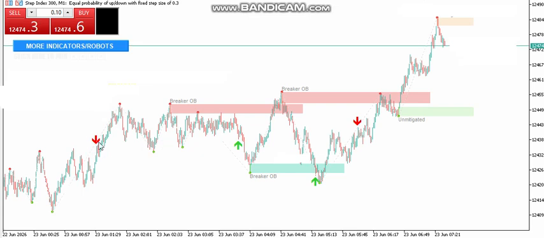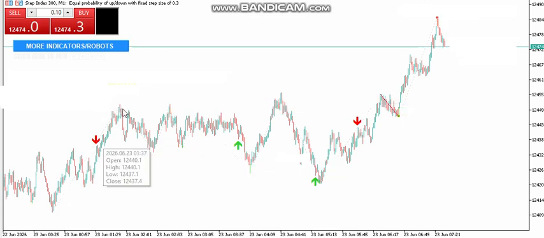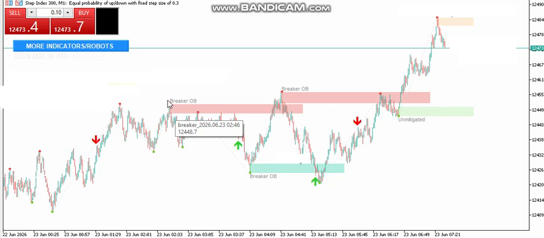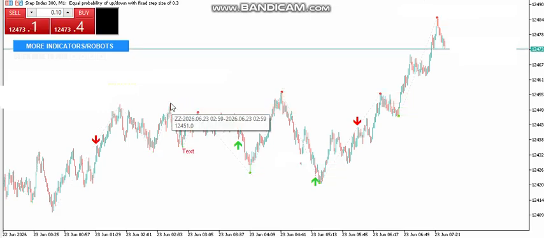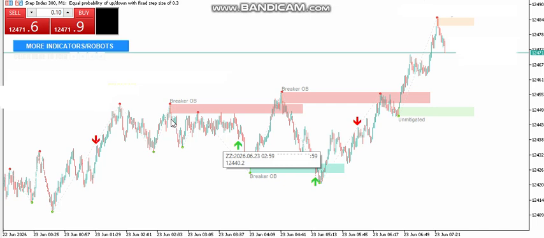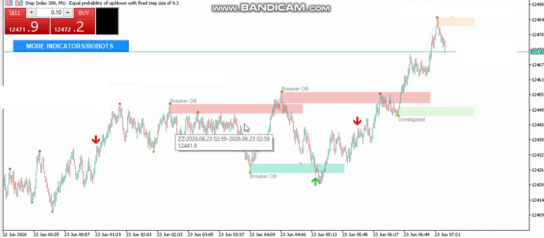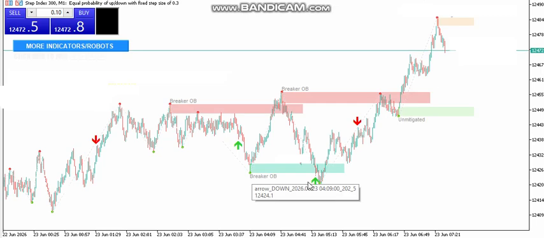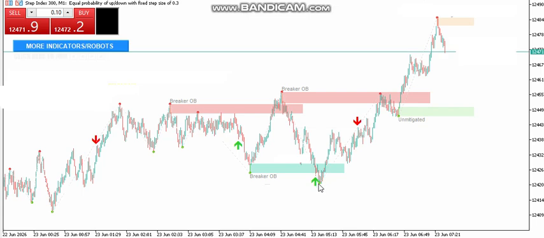Now once you have a signal, you keep on waiting for the price to show you a breaker OB, a very accurate breaker OB that goes along with this particular signal. Then you can enter your trade at this particular level for a sell entry, and you can see what the market did. The market pulled back a little bit, and it went on a massive sell up to this particular moment. Again, it retraces back to this same level and it pulls back down again.